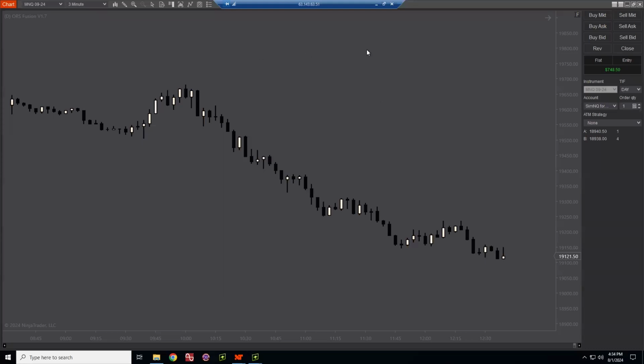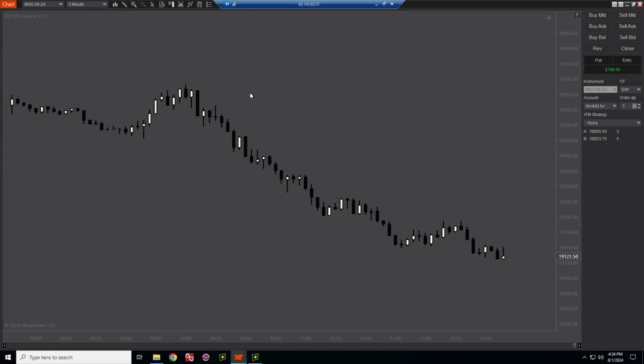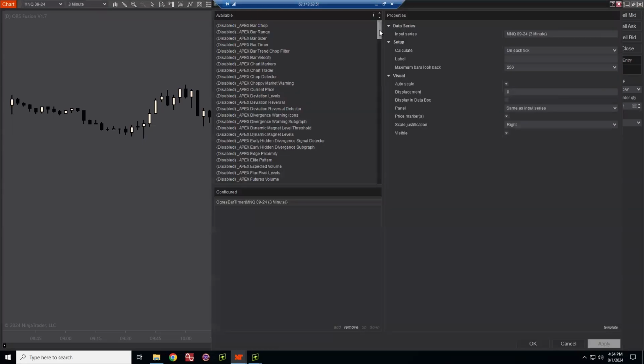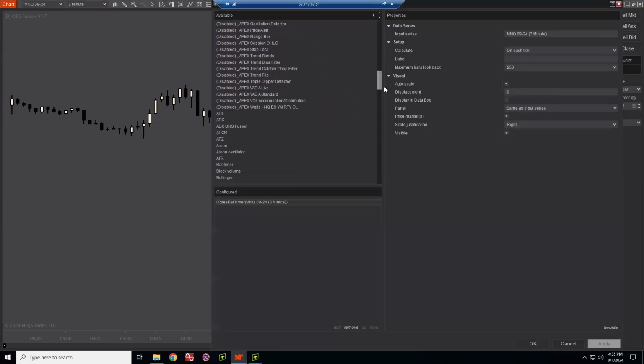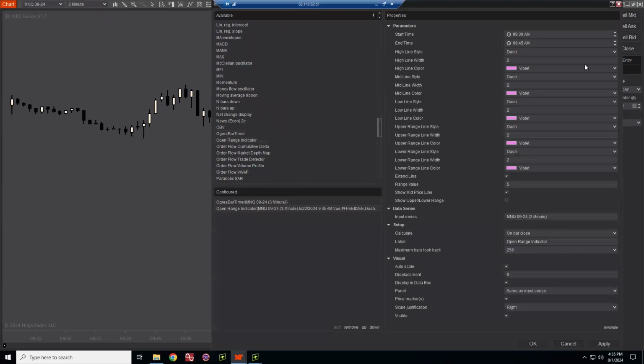So let's get the first thing before we even talk about the actual automated strategy. I just want to show you folks exactly what I've been doing. If we go to indicators, and this is available on the NinjaTrader ecosystem free of charge, it is the opening range indicator. And we can see I have it set start time 9:30 to 9:45, and we'll click OK.